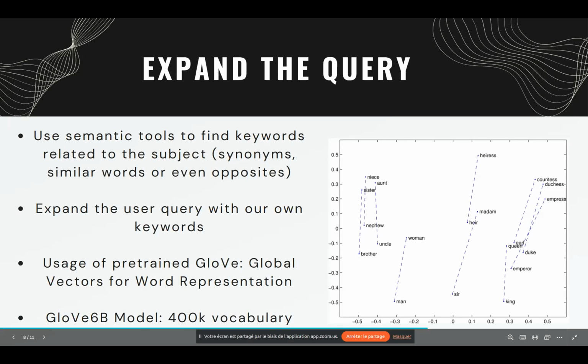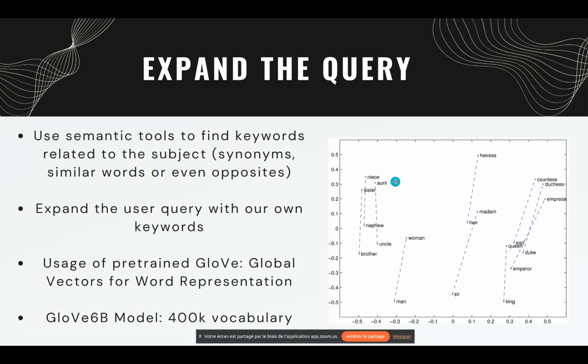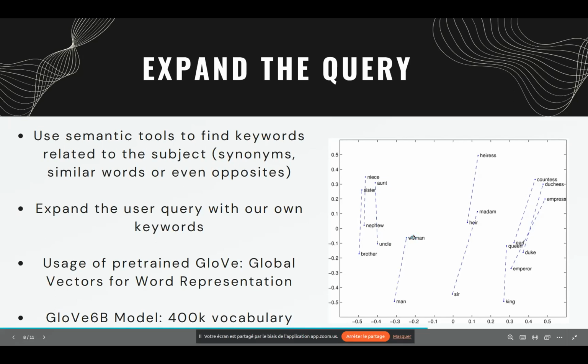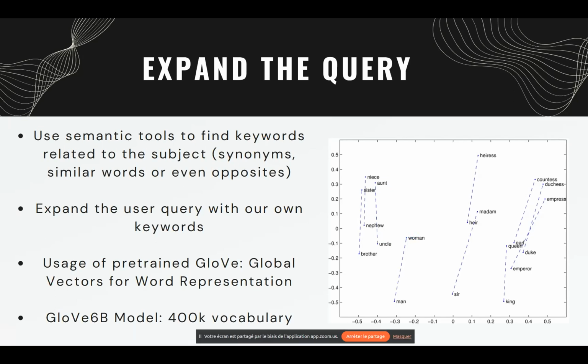To do that, we used a pre-trained model called GloVe, which means Global Vectors for Word Representations. As we can see in the example, if we are looking for the word uncle, it could be related to an aunt or maybe to a niece, to a nephew. If we are looking even further, it can be linked to woman or man. So we chose to use the GloVe 6B model, which has a 400,000 words vocabulary. This was a pretty big model, and it's going to help us, as you will see in the demo, to find related keywords to the query.